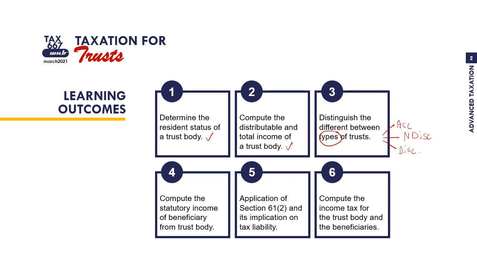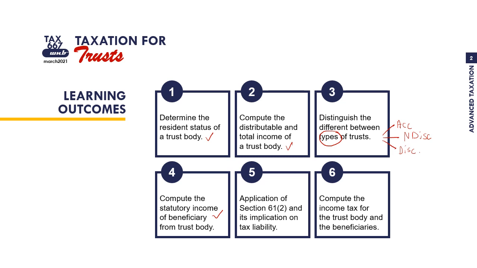The fourth outcome for this topic is you should be able to compute statutory income of beneficiary from trust body. So we have beneficiaries who get the income from trust body. That income is also subject to tax. How do we compute tax for beneficiary?